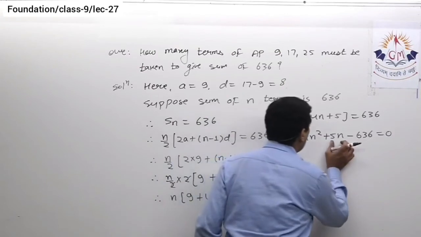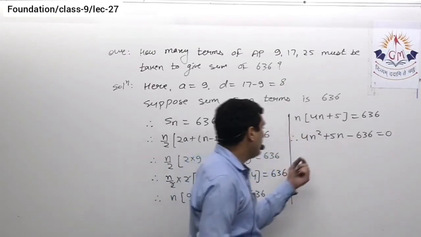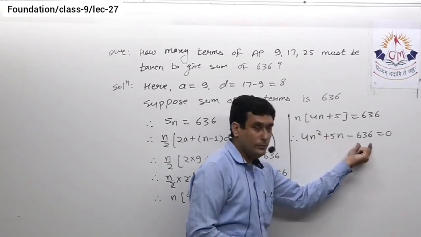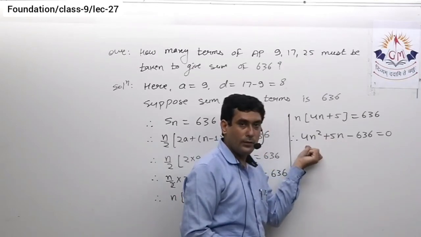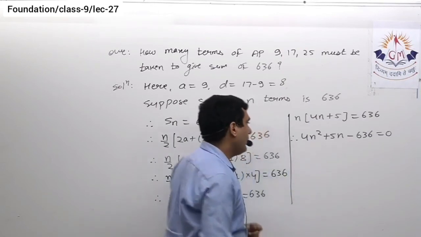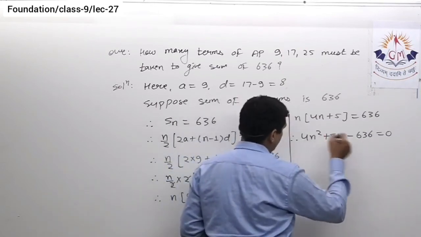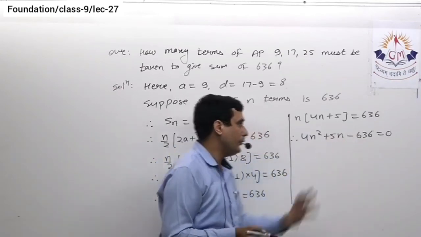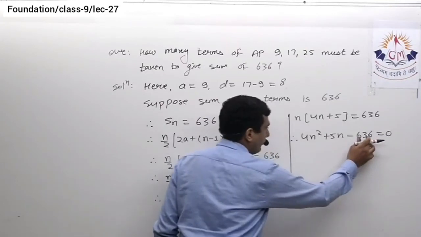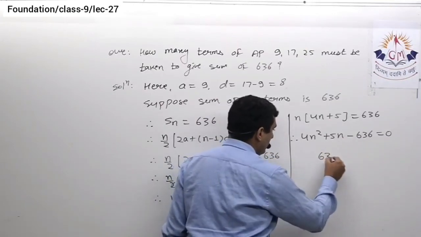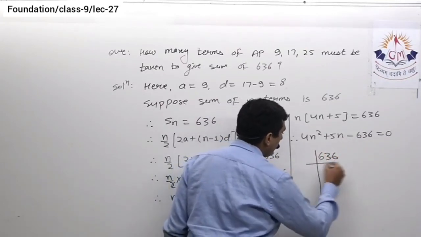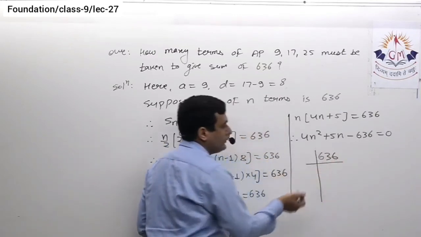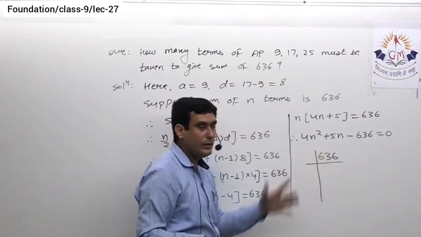Okay, now let us see its solution. To split the middle term, what we have to do? We have to find the factors of this constant term multiplied by this 4, that is the coefficient of n square. Rather than multiplying and then finding factors, it's better to find their factors individually. So here, finding the factors of 636. This is not the portion that you have to show in the solution part, but definitely I'll explain how we got the factors and how we split the middle term using these factors.